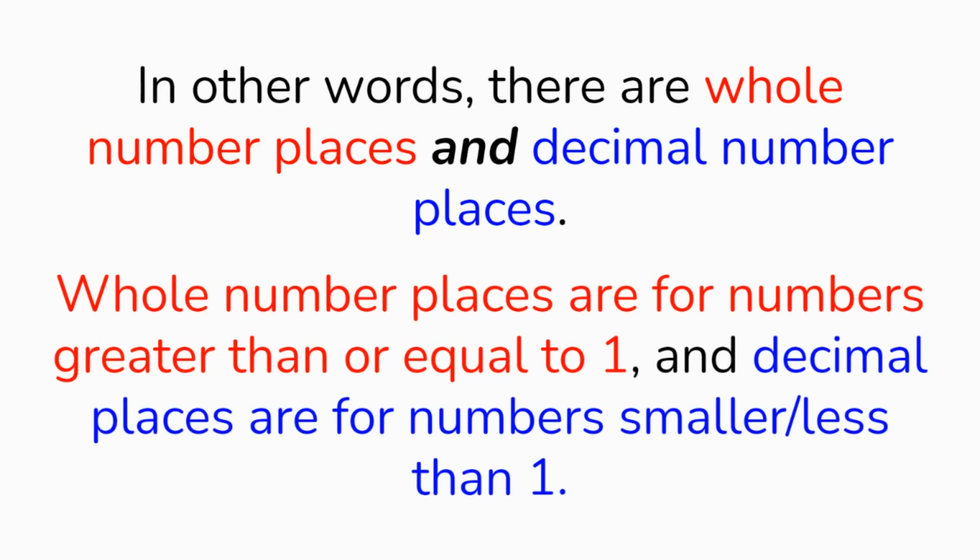Again, just to say it one more time, whole number places are for numbers that are greater than or equal to 1. So you start at 1 and just go as high as you want. But decimal places are numbers that are less than 1, and they're small. They're pieces of numbers. They're little parts of a number. They're smaller than a whole number.